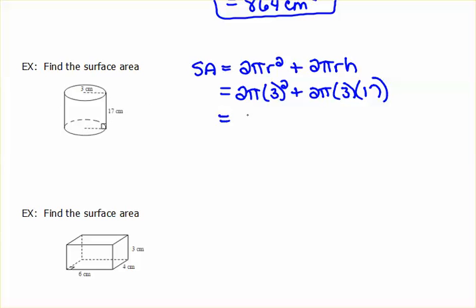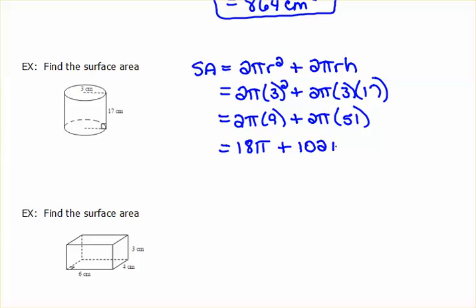So now it becomes an order of operations problem. So we would have 2 pi times 9 plus 2 pi times 3 times 17 would be 51. And now multiplying 2 times 9, we'd get 18 pi plus 2 times 51 would be 102 pi. And when we add those two together, we should get 120 pi. And our units here again are centimeters squared.